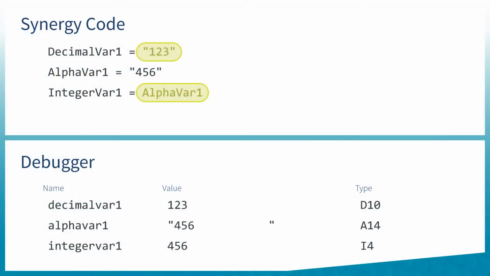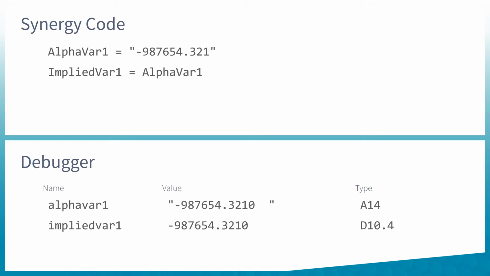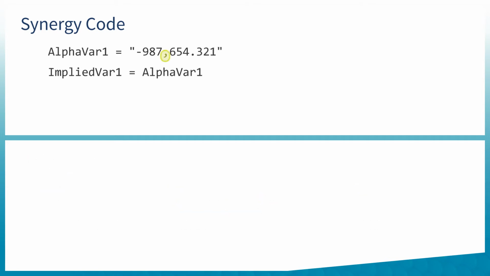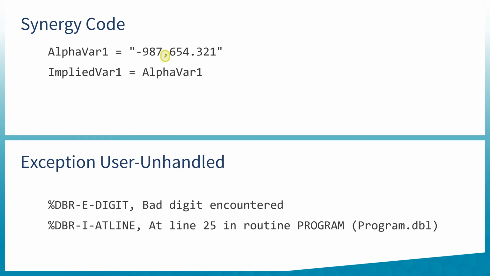You can also assign a string value to a numeric field, as long as the string only contains a number. In addition to digits, the string value can contain spaces, a plus or minus sign, and a single decimal point. But if it contains any other characters, the runtime will throw a bad digit encountered error. We'll discuss how to handle errors like this with error trapping in another video.